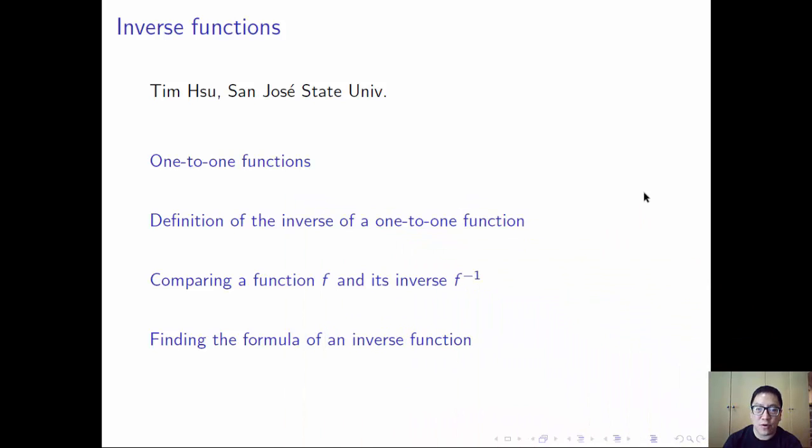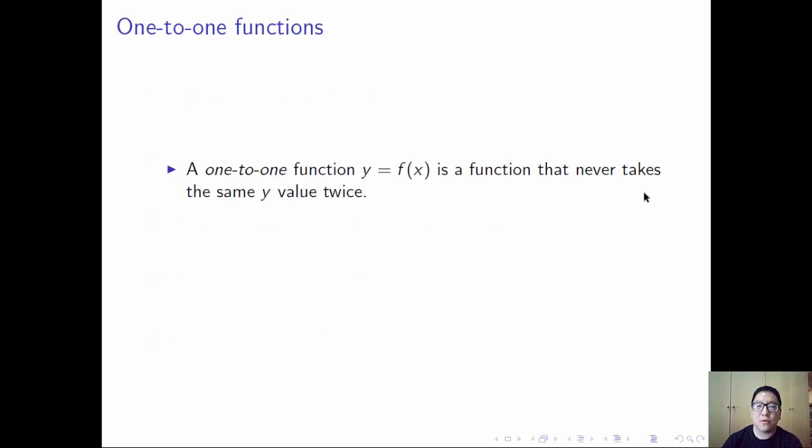I'll start by talking about what a one-to-one function is. We'll talk a little bit about the definition of the inverse of a one-to-one function. We will compare the global attributes of a function f and its inverse f inverse. And finally, even though, as you'll see, this is not strictly necessary for calculus, we'll talk about finding the formula of an inverse function. Okay, so first we have to talk about one-to-one functions and what they are.